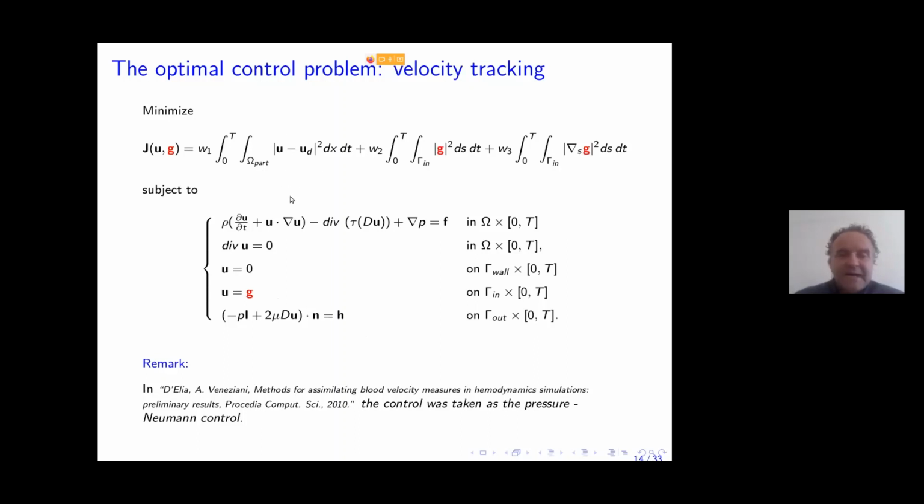So we can minimize these least square terms here. Typically we will have only some sparse information, so we would need to interpolate or use some techniques to extend it to the whole domain. Or we will also have some information in some time steps.